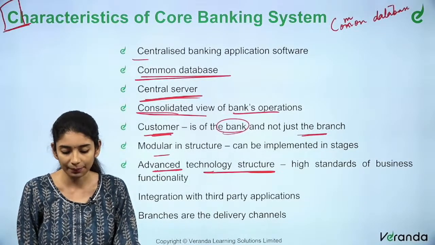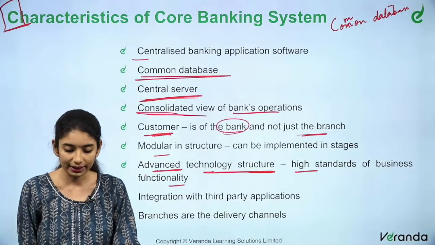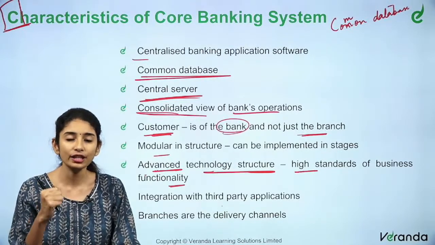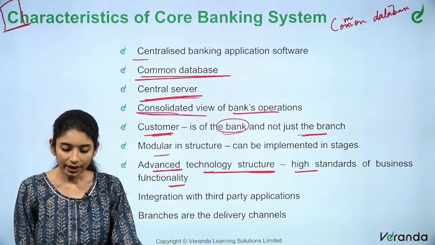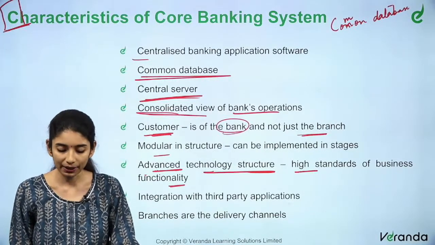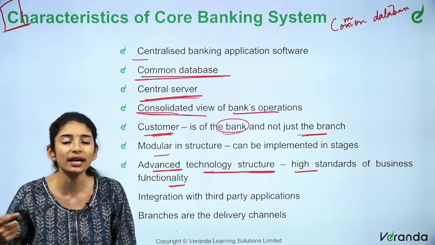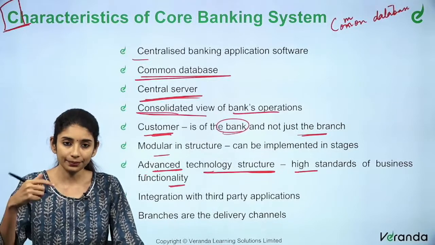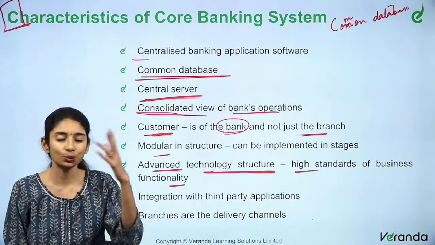Because of the complexity in the transactions, definitely the technology also has to be a complex setup. Advanced technology structure, high standards of business functionality. They need to have very strong servers, very strong computer processing power. Integration with third-party applications. Branches are the delivery channels. For every bank, the branches are the delivery channels. The banks perform through their branches. Soon we could have virtual branches.